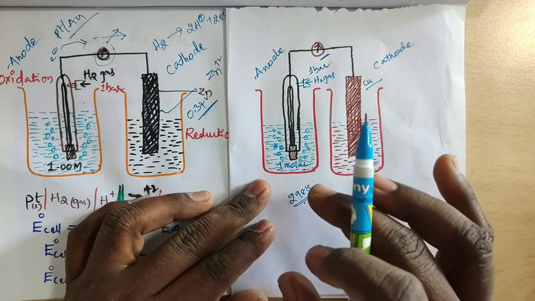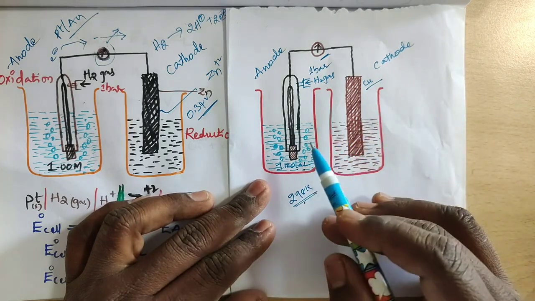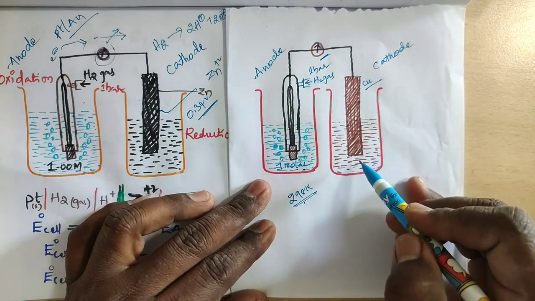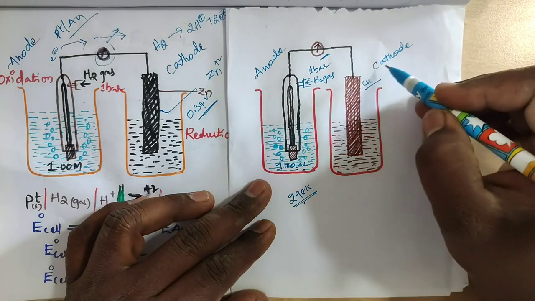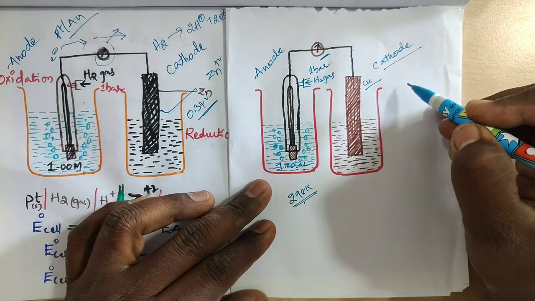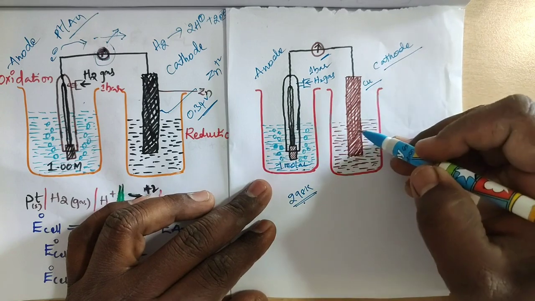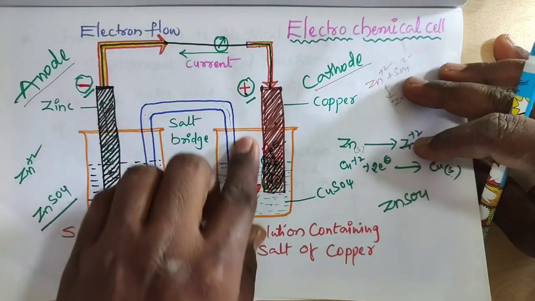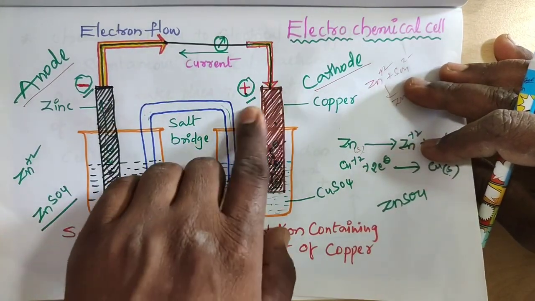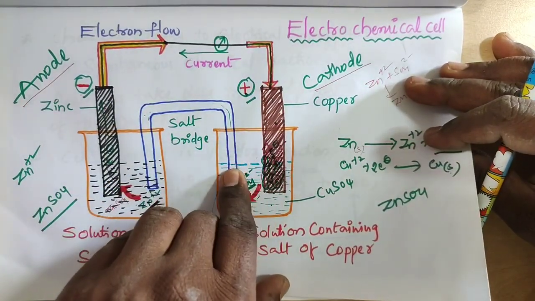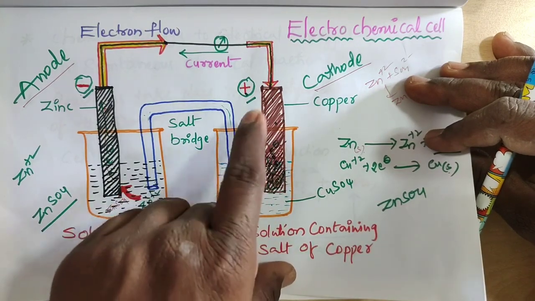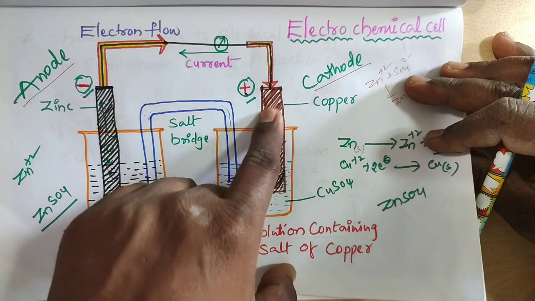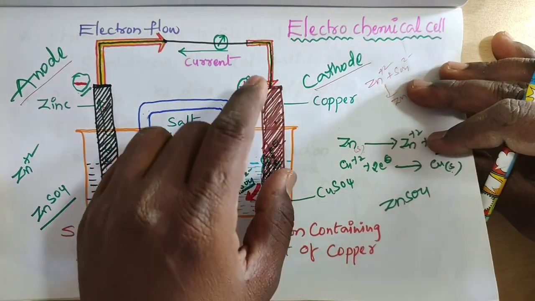Okay, so this is the standard hydrogen electrode structure, and this standard hydrogen electrode is connected to another half cell. For example, we calculate the cathode electrode potential. So we are going to calculate this half cell electrode potential, the electrode potential of this cathode. Which electrolyte is there? Copper sulfate. And what is the electrode? Copper. Okay, so it acts as the cathode.